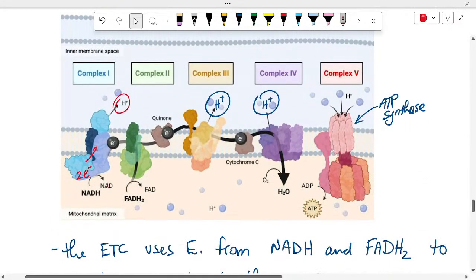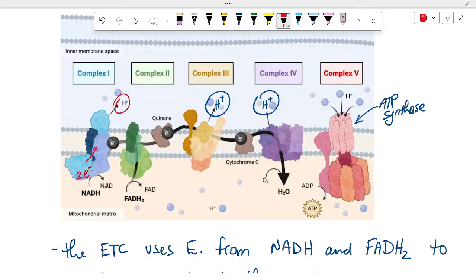But for this to happen, the electrons have to be able to flow. And the electrons can only flow if they can always get passed on like a hot potato. And they can only keep flowing and get passed on like a hot potato if complex 4 can get rid of them. And how does complex 4 get rid of them? It needs to bind to oxygen. So without oxygen, this whole process breaks down. Does that make sense? That's just the way it works. It's just the way it's evolved.